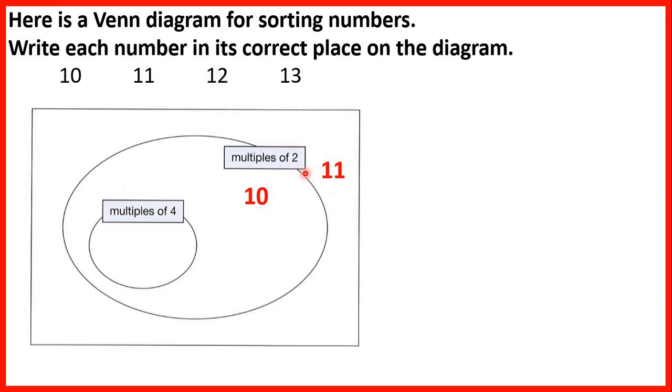Now 12 is in the 2 times table and it's in the 4 times table, so we need to write 12 in this section here to show that it's a multiple of 4, but it's also, because it's in this section, inside the larger oval for multiples of 2. And now 13 is not a multiple of 2 or 4, so again we need to write 13 on the outside.